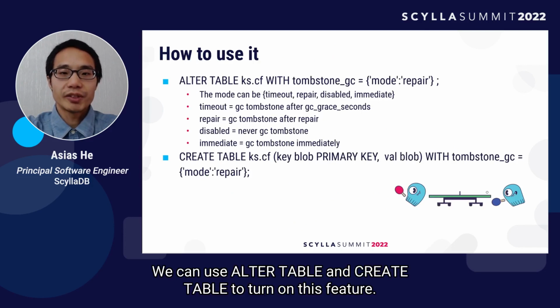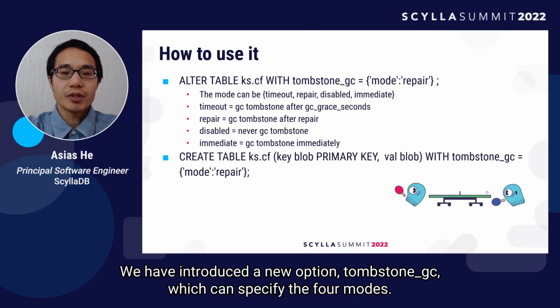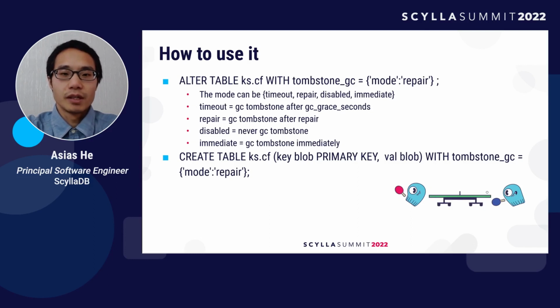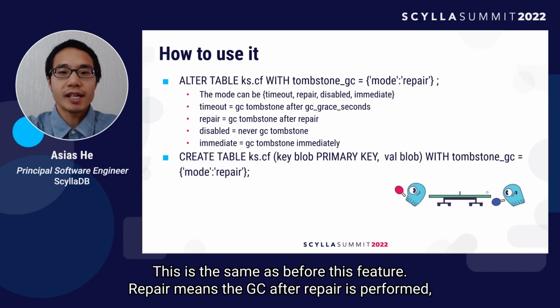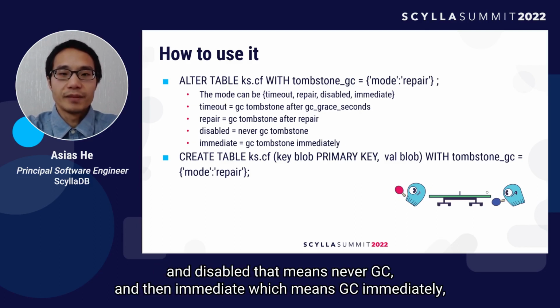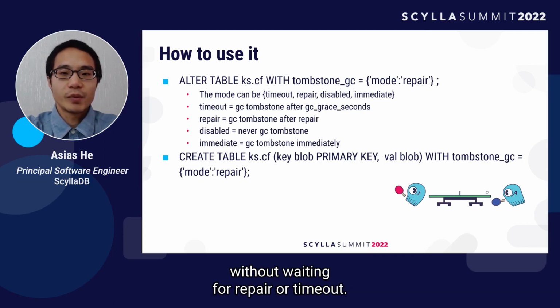We can use ALTER TABLE and CREATE TABLE to turn on this feature. We have introduced a new option, tombstone_gc, which can specify the following modes. The first one, timeout, means GC after gc_grace_seconds. This is the same as before this feature. Repair means GC after repair is performed, disabled means never GC, and immediate means GC immediately without waiting for repair or timeout.